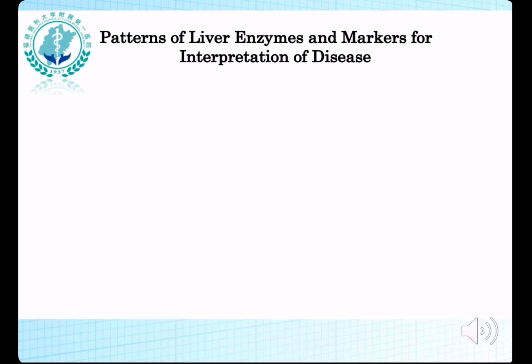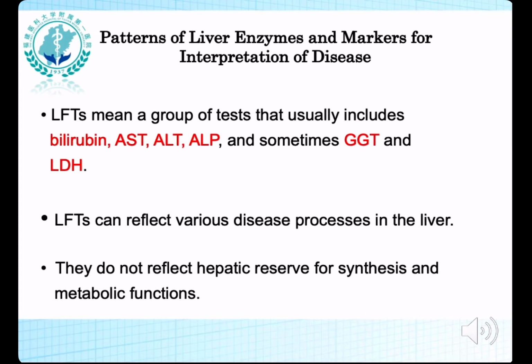Liver function tests mean a group of tests that usually includes bilirubin, AST, ALT, ALP, and sometimes GGT and LDH. Liver function tests can reflect various disease processes in the liver, but they do not reflect hepatic reserve for synthesis and metabolic functions.